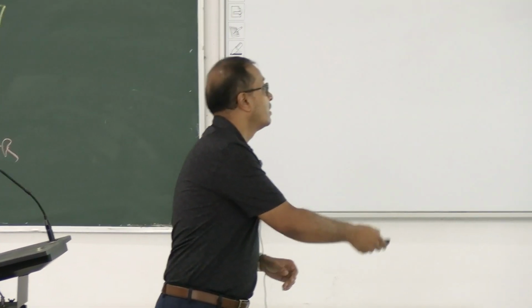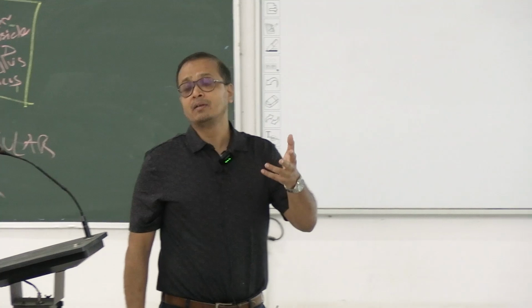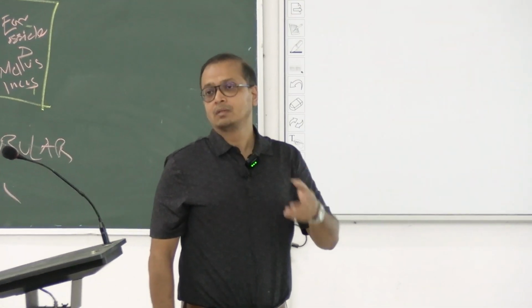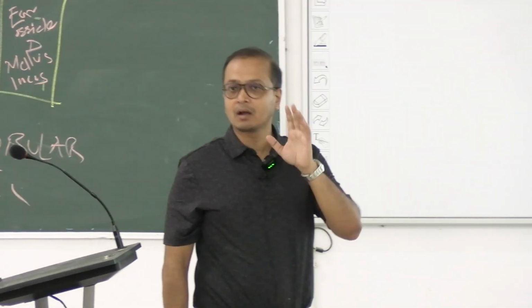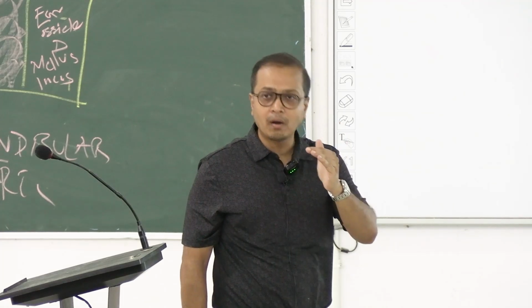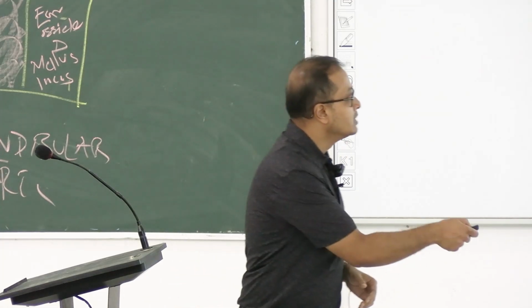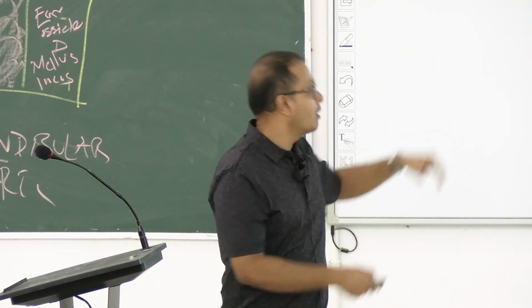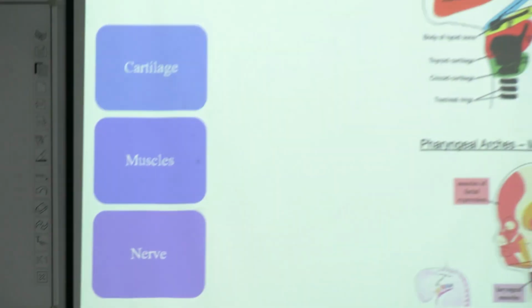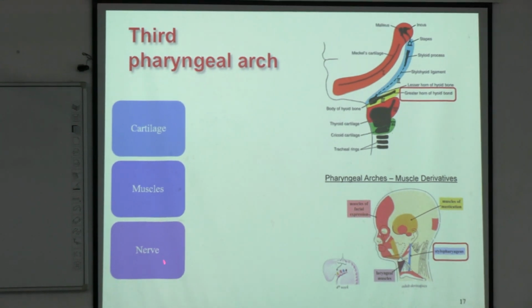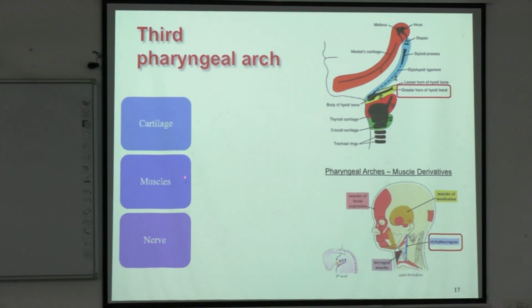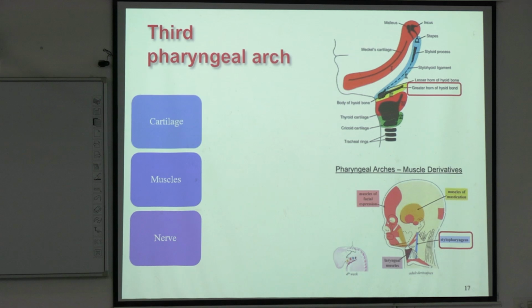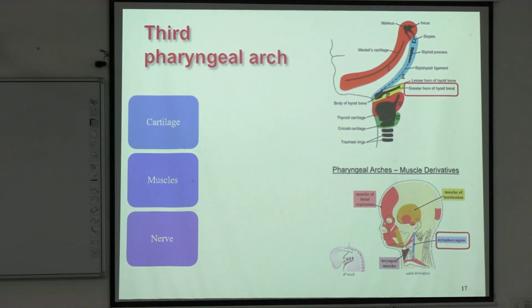The third pharyngeal arch is even easier. The third pharyngeal arch, with its cartilage part, develops the lower part of the hyoid bone. So the upper part of the hyoid bone is coming from the second pharyngeal arch, and the lower part is coming from the third pharyngeal arch. The muscles derived from here will be supplied by cranial nerve number 9, or glossopharyngeal.